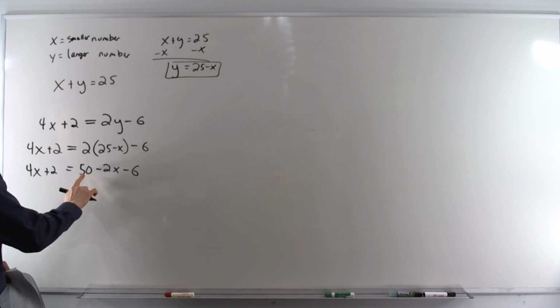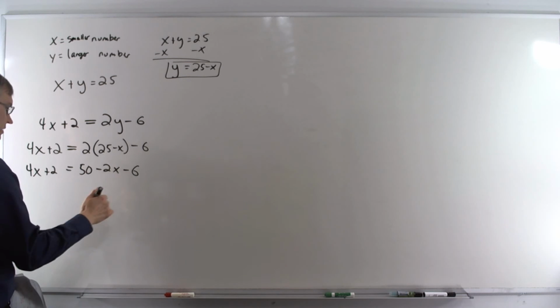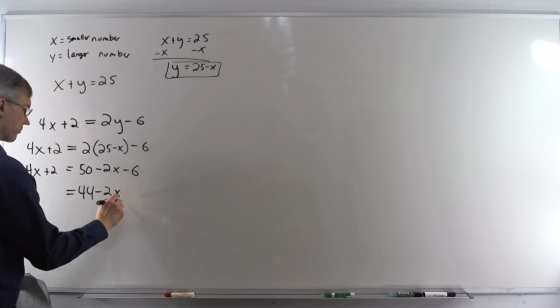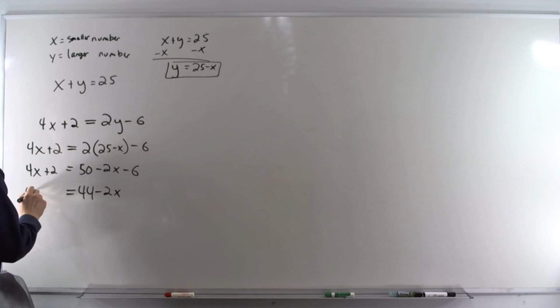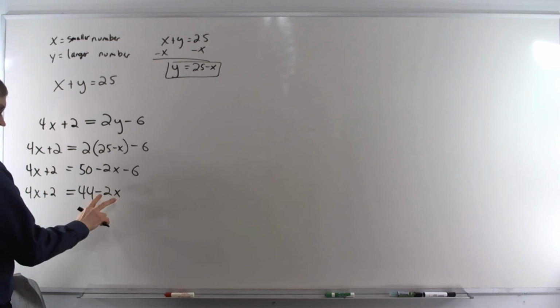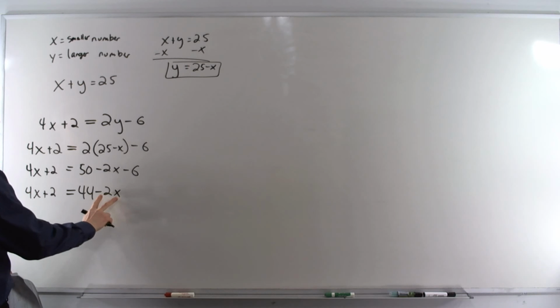Now we can combine like terms. 50 minus 6, that's 44. So 44 minus 2x on the right. 4x plus 2 still on the left. And now let's get all the x's together. We'll have a big x party on the left.